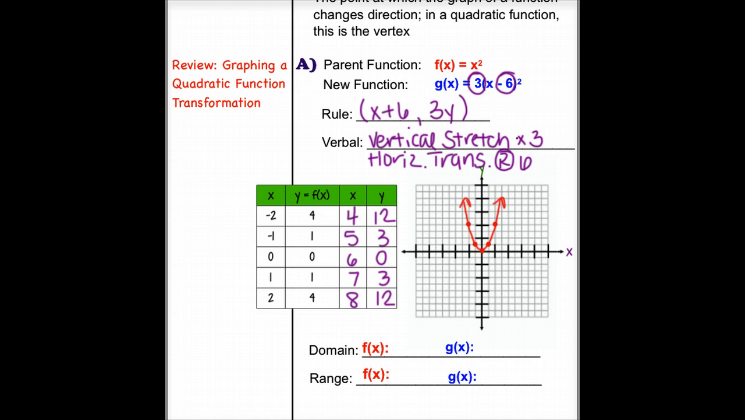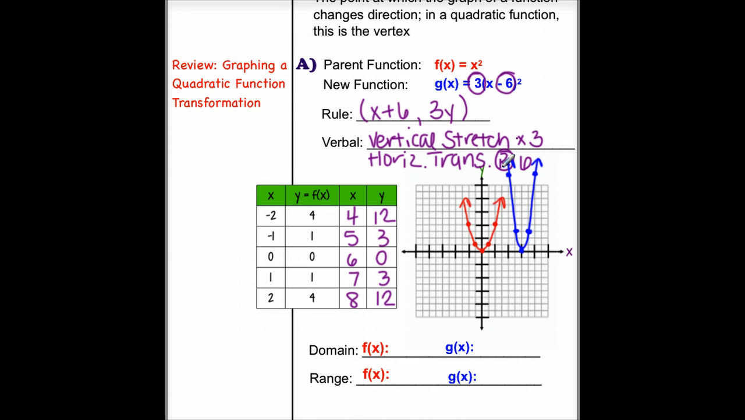I've got 4, 12, which is actually going to be up here. And then I have 5, 3, and 6, 0, 7, 3, and 8, 12. So then when I graph this super skinny parabola, that is what I get.